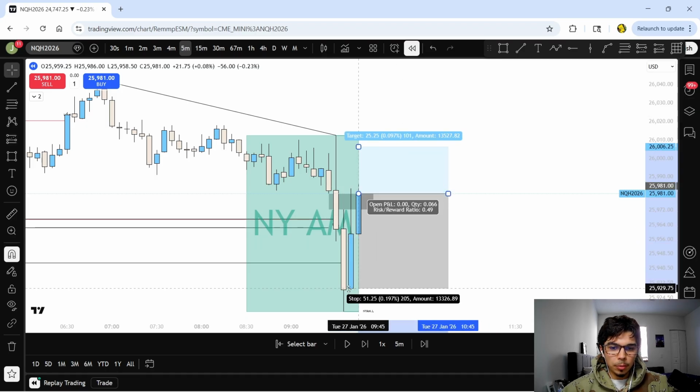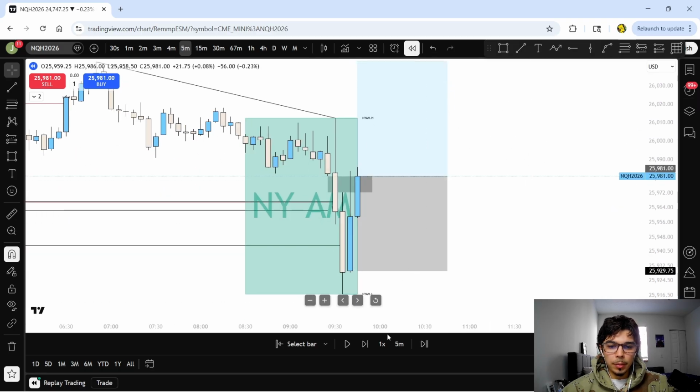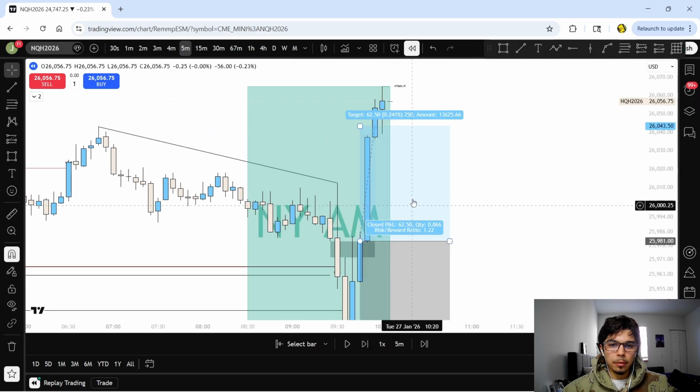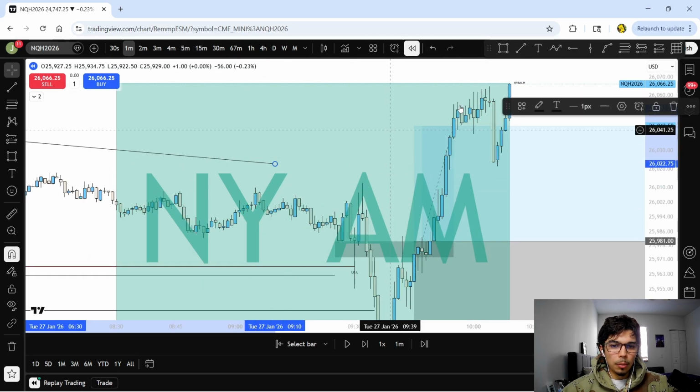You can have your stop somewhere down here, and then you can go ahead and target all this up here. And let's go ahead and see how this plays out. Bang. And it smacks TP in what? About 10 minutes or so? About 5 to 10 minutes.